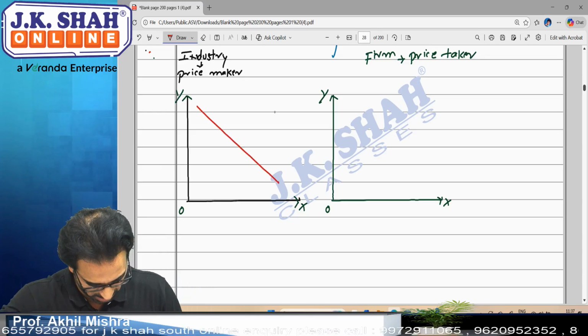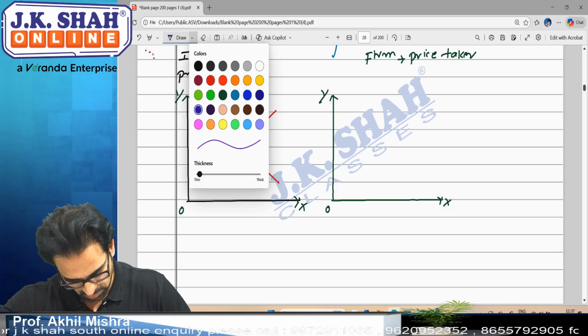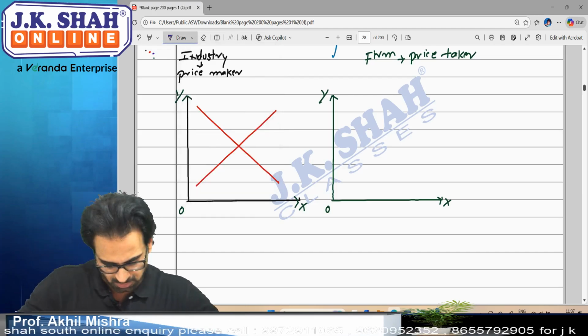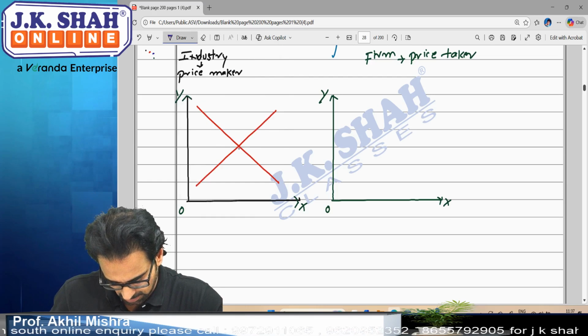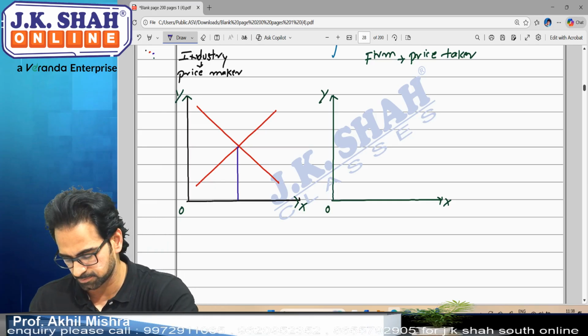Who decides price? I told you, forces of demand and supply. Not a consumer, not a producer. So this is the price which has been decided by the market.